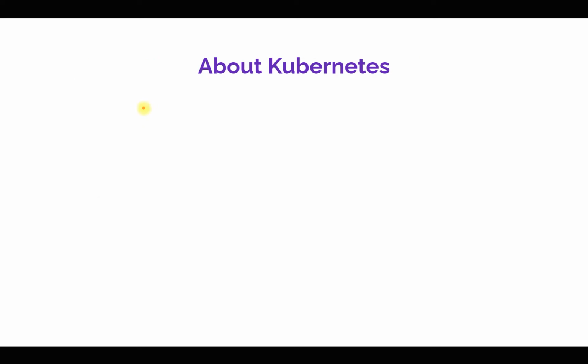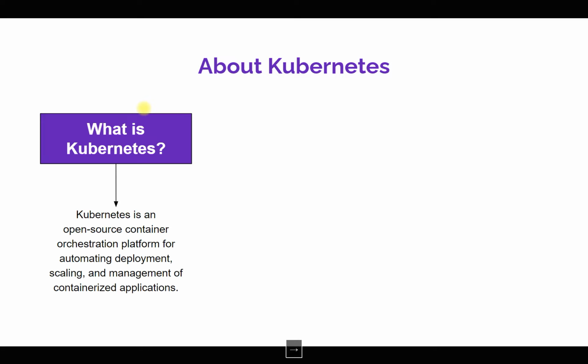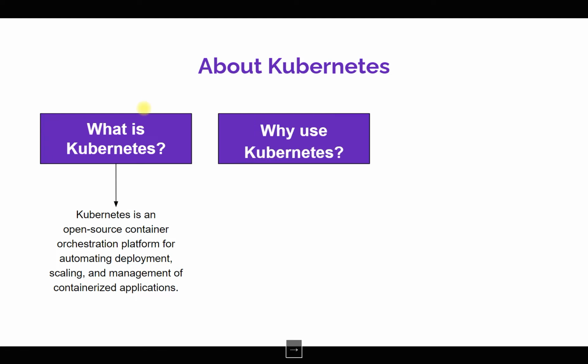Now let's talk about something related to Kubernetes basics. So what exactly is it? It is an open source container orchestration platform for automating deployment, scaling, and management of containerized applications, or we can say it will help us to orchestrate microservices and containerized applications. So this is the definition, you can use it.